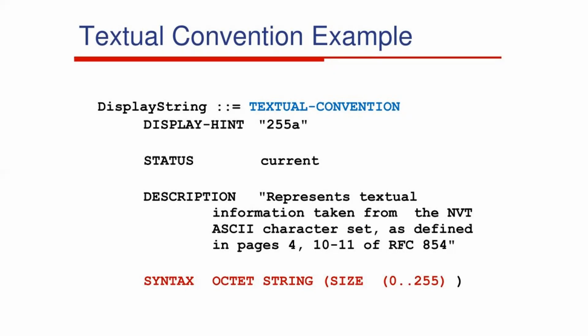With that, data type is used to model textual information taken from the NVT. And then ASCII character set by convention object with the syntax declared or having the size 0..255. These are all the examples for textual convention.